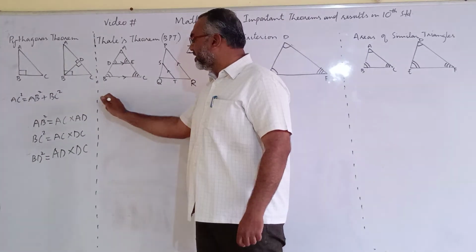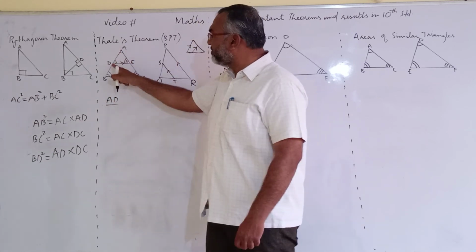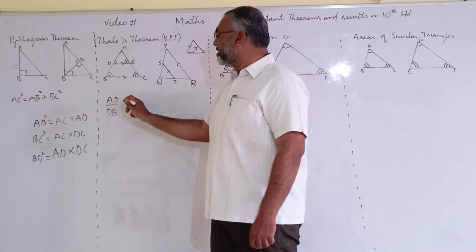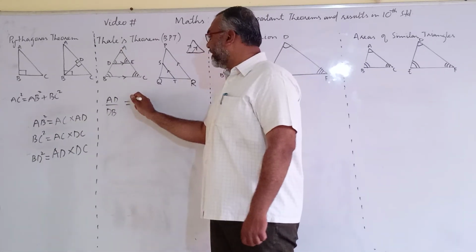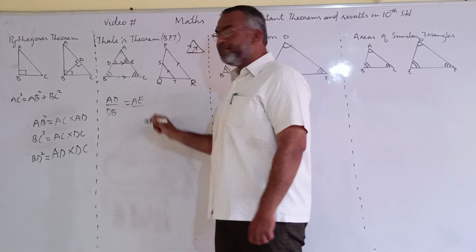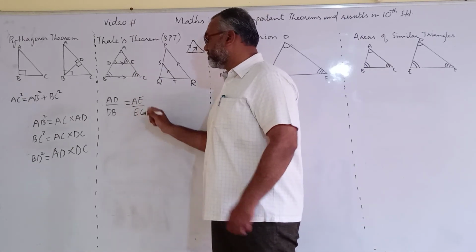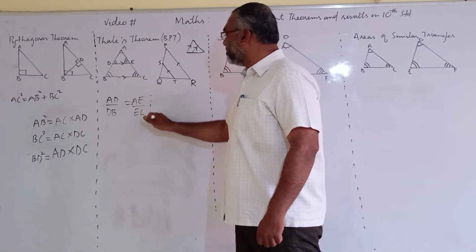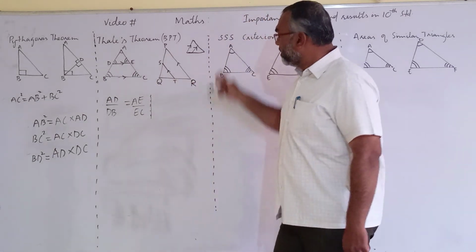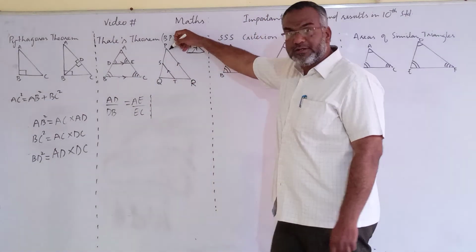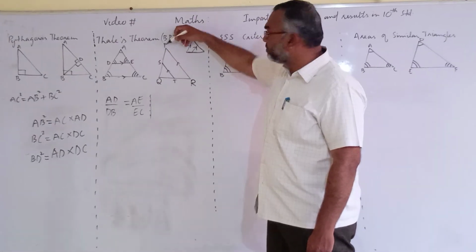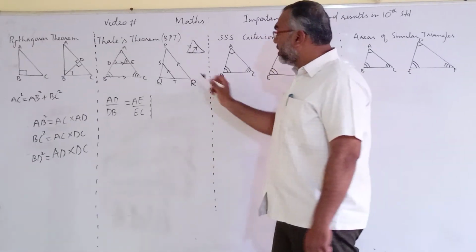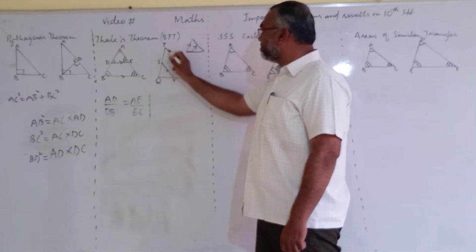For example, here AD divided by DB will be equal to AE divided by EC. This is another important result. Now, if you want to do the same in this figure, here TS is parallel to PR in triangle PQR. PQR is the main triangle, the given triangle.